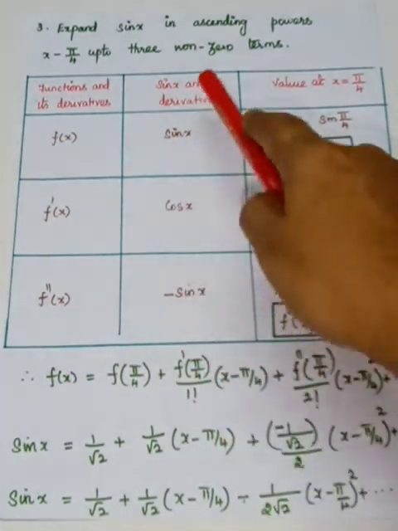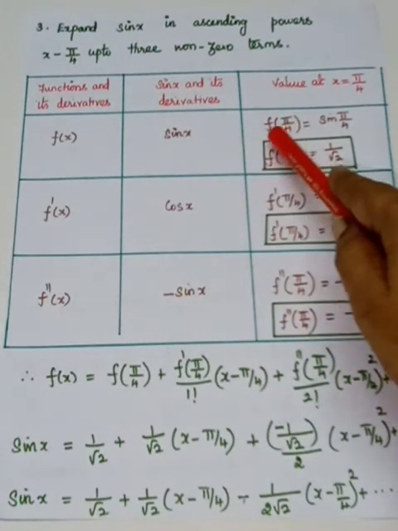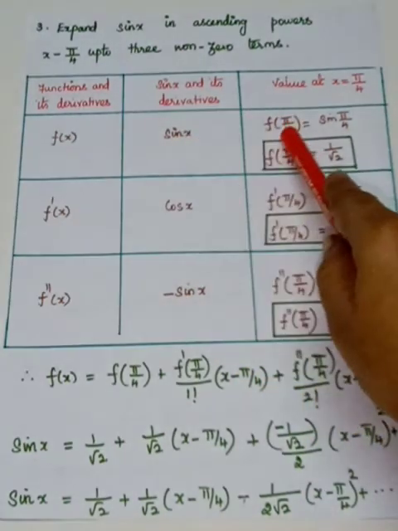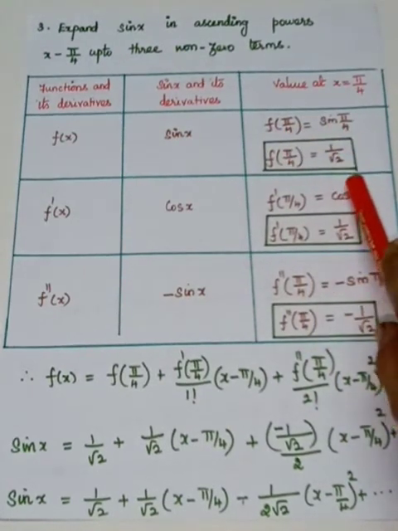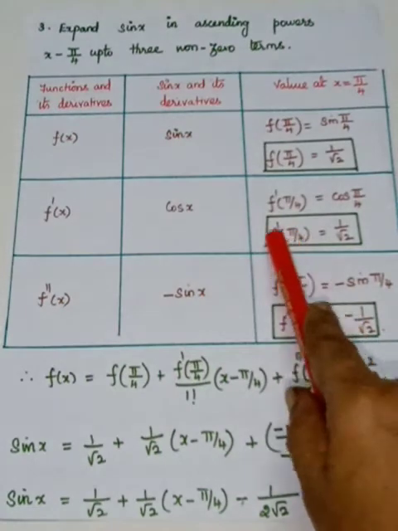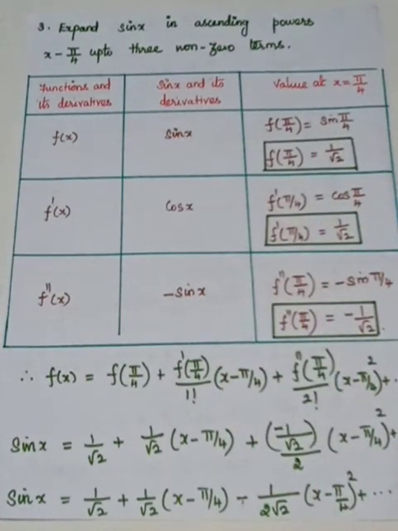So 3 non-zero terms is enough. So I have stopped after this. So here x has what? Pi by 4. So if we substitute pi by 4, sin pi by 4 is 1 by root 2. And in the same way if you substitute x as pi by 4 here, cos pi by 4 is also 1 by root 2. And minus sin x, so minus sin pi by 4 is minus 1 by root 2.